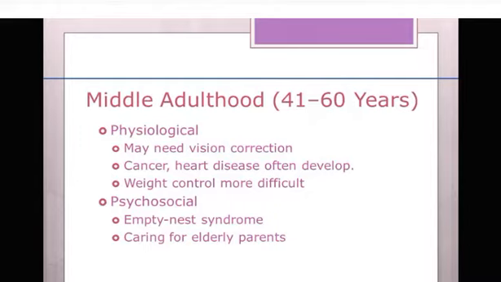Sometimes you start seeing people with cancer show up. Heart disease starts to develop, and weight control becomes more difficult in this time of life because your metabolism slows down, but generally your appetite does not. So it's kind of a learning curve, and what used to work to lose weight doesn't anymore.